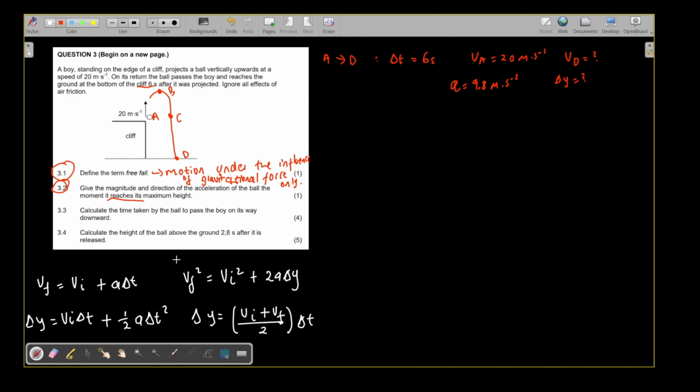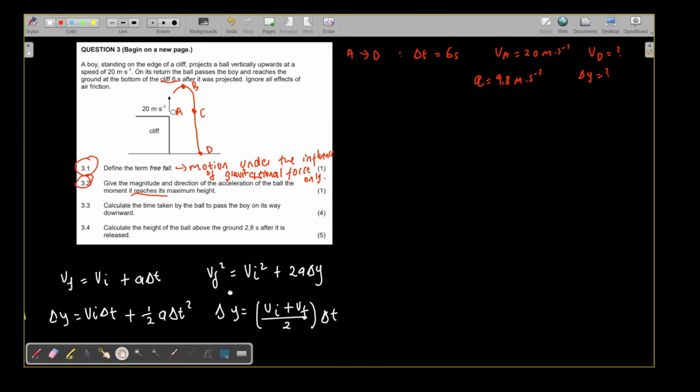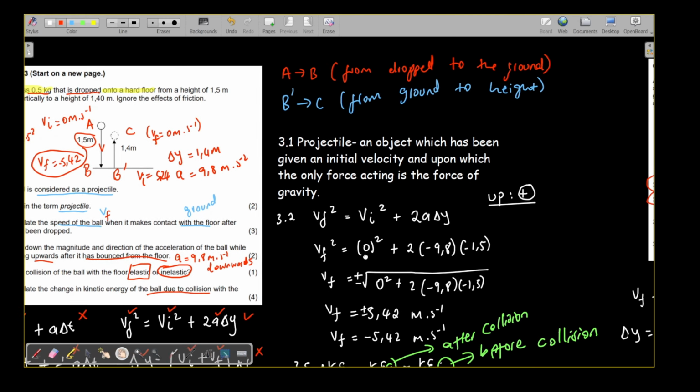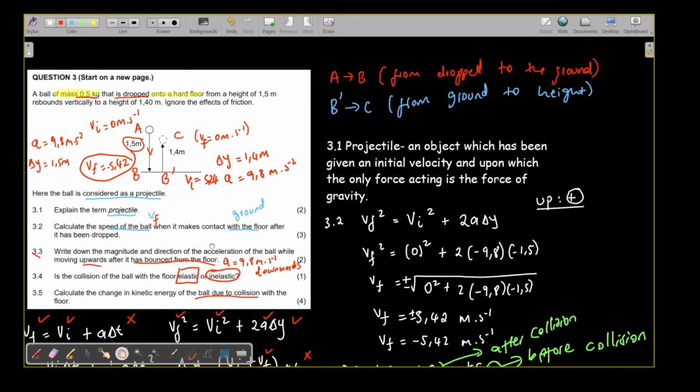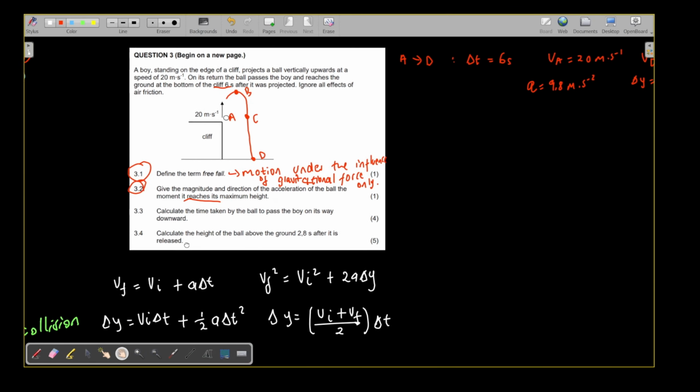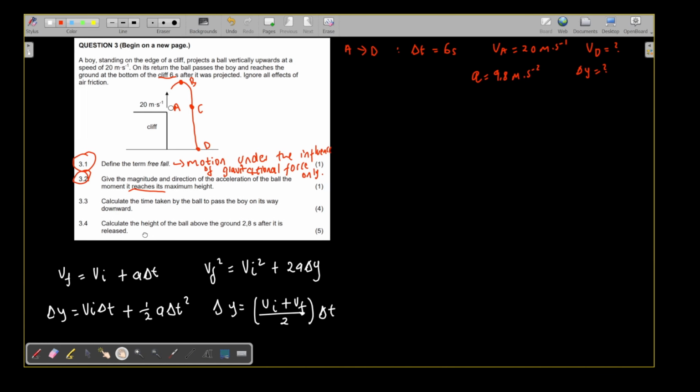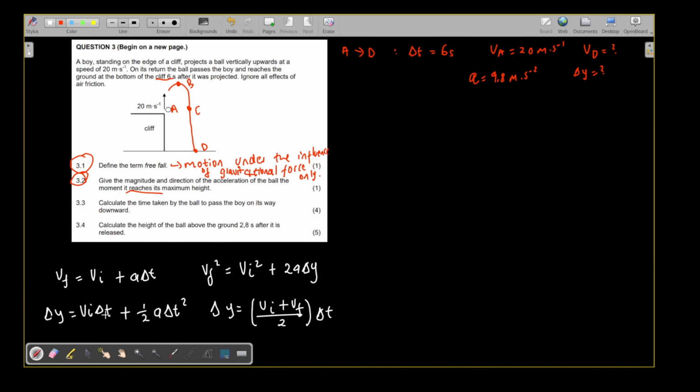3.2 says give the magnitude and direction of the acceleration of the ball the moment it reaches the maximum height. This is exactly the same question I told you that they like asking in different ways. Earlier they said write down the magnitude and direction of the acceleration of the ball while moving up. Right now they're saying write down the magnitude and direction of the acceleration once it reaches maximum height. The answer is always the same: that acceleration is always 9,8 meters per second squared, and the direction is always downwards. So you must understand that acceleration does not change if something is under free fall.